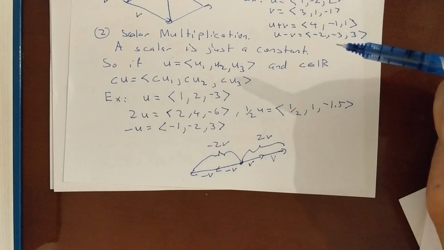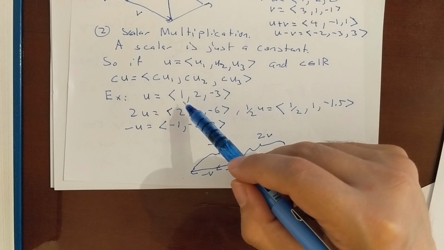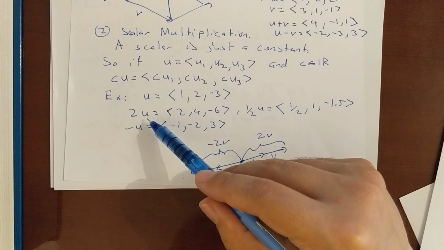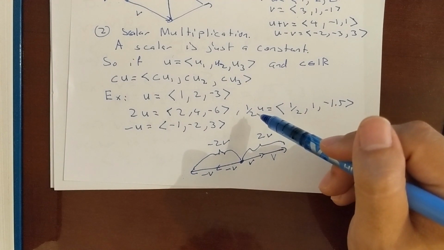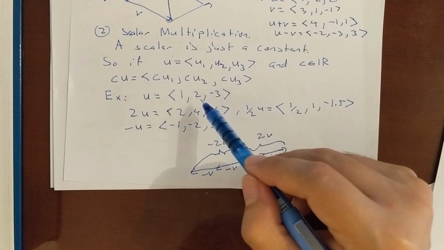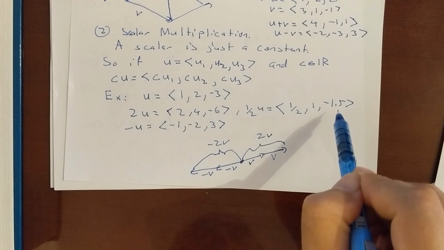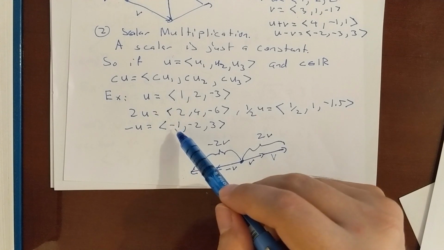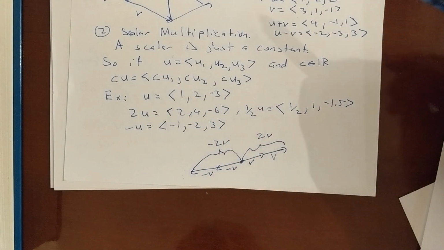Here I gave you guys an example of scalar multiplication. 1, 2, minus 3, that's going to be our vector. What happens when you do 2 times it? It's going to be 2, 4, minus 6. What would happen if we did 1/2 of it? It would be 1/2, 1, and minus 3/2, in other words, minus 1.5. Okay? What would happen if we did minus u? Well, I would multiply everything by minus 1, so it would be minus 1, minus 2, and 3.